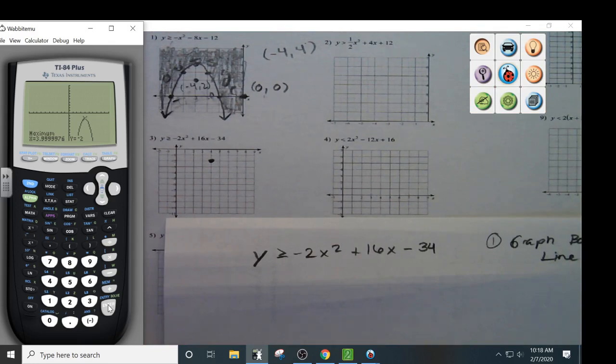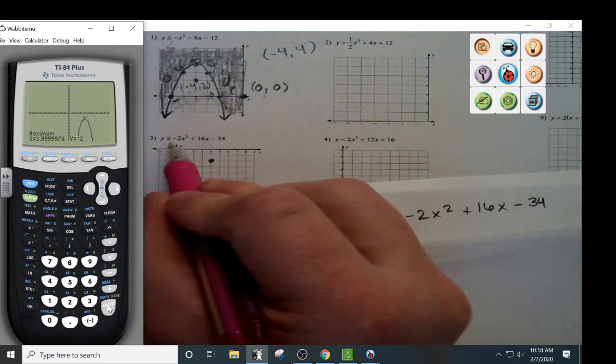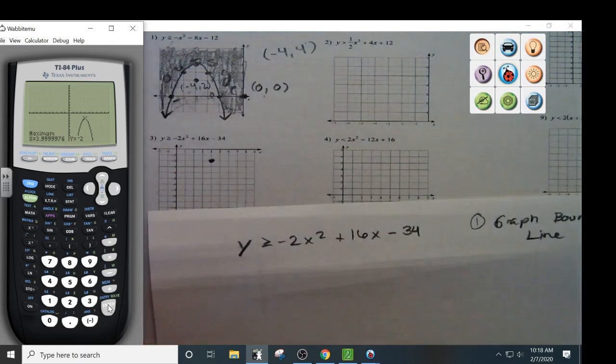Now, is my boundary line going to be solid or dotted? Per number, it's going to be solid, right? Because it's equal to. It's got an equal to sign underneath it. So it is going to be solid. Okay, now, go to our table and go find 4. All right. So you can tell, guys, by looking at the table, that's the vertex because of the way the y values repeat.